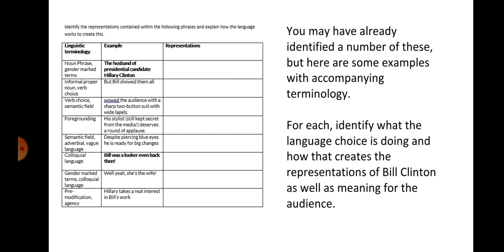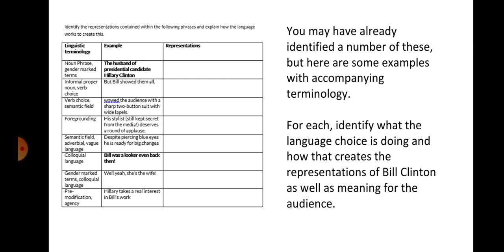So underneath the article in the document I sent you, there is actually a table of things you could have identified. Now, this is not saying that these are the only things you can identify or that you should have necessarily identified them. It's just giving you a sense of the things you might look for. So you've got the linguistic terminology on the left, you've got the example down the middle, and then you've got a representation box on the right. In the representation box, basically all I'm looking for is what does the language choice show us, as in how does it create representations of Bill Clinton or things around him, and how does it help create meaning for the audience? Remembering that this is satirical, so as much as it is being used about Bill Clinton, it's being used to mock the idea of how this is used for articles about, say, Hillary Clinton or any other women in politics.